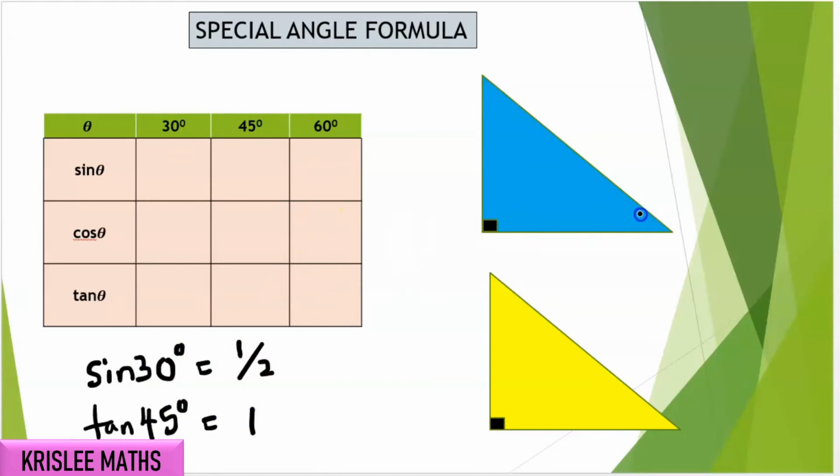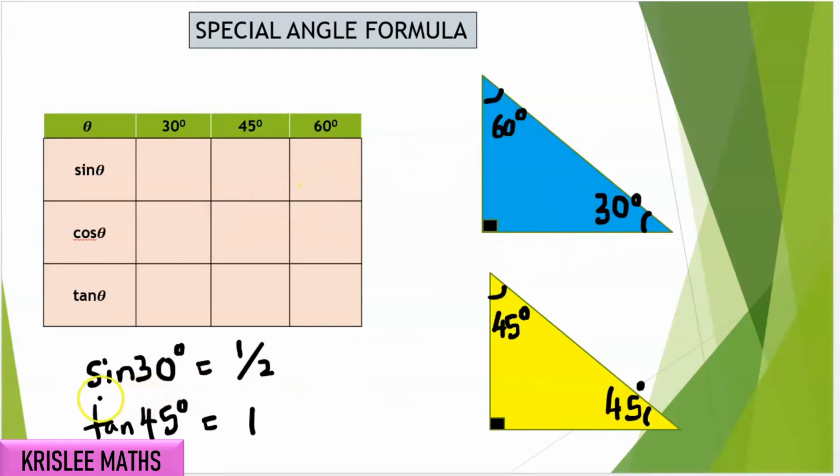Okay, let's try. Here let's say it is 30 degree. That means over here it will be 60 degree. And here, one more triangle with 45 degree. If here is 45 and 90, here will be another 45 degree. Using these two triangles, we will be able to find the rest of the values.